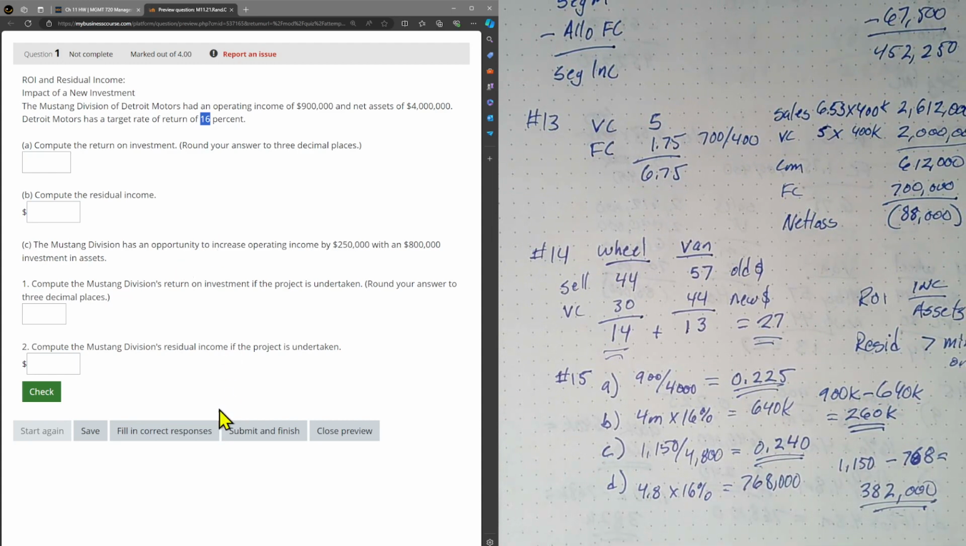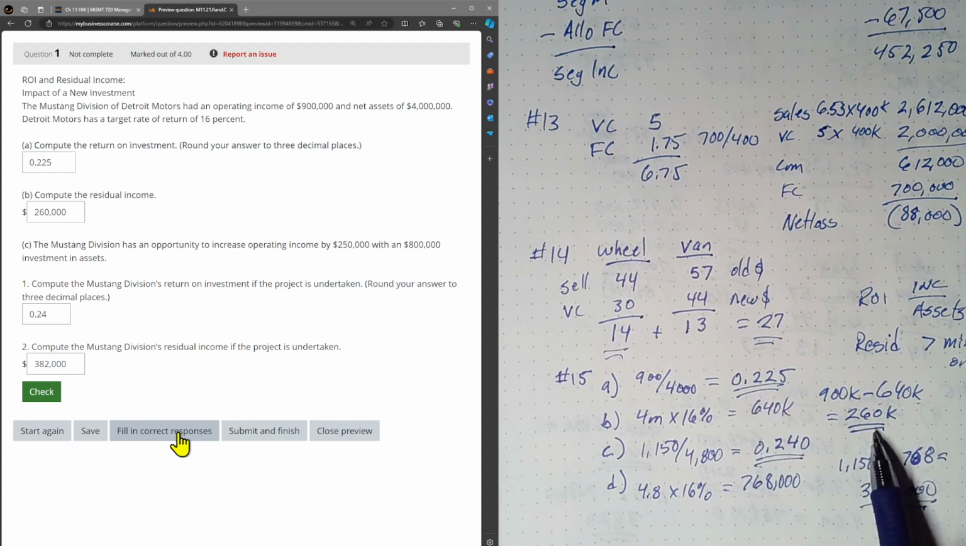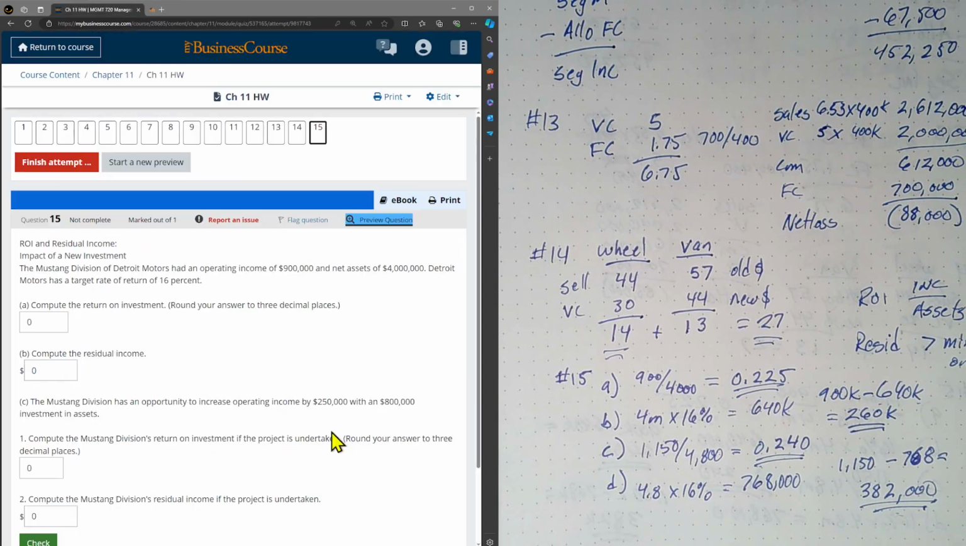And let's just double check, make sure that we got the right numbers here. 0.225, 260. They didn't do it to 3 decimal places, but 0.240 and 382. Okay, well that looks like all of the questions on this. They're not that tough. Just have to make sure you understand what's going on and the equations. Otherwise, it should be pretty good.